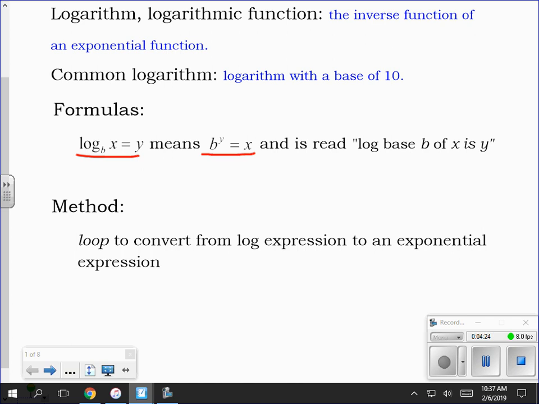Okay, loop method is basically going back and forth between these two. That's what the loop method is. You take the logarithm and write it as an exponential, or take the exponential and write it as a logarithm to be able to solve the problem. That's what the loop method is. And that's most of what today is going to be doing, going back and forth between the two. Okay.